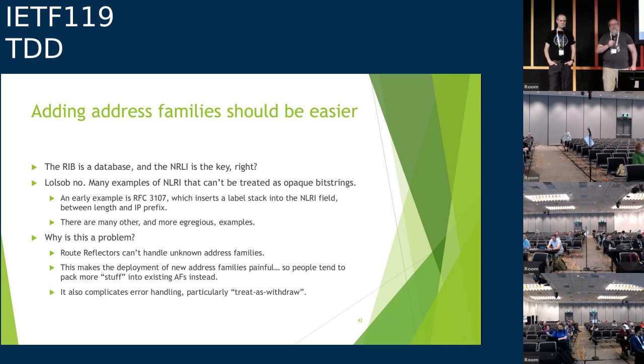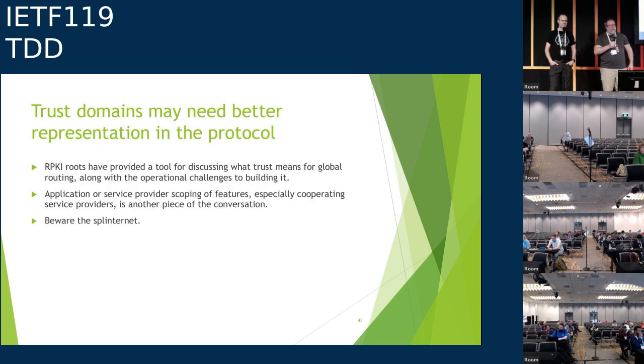As a side effect, this means that we can't generically do the treat-as-withdraw behavior from the error handling document so that we can safely deploy these things on ignorant stuff. Everything is lovingly hand-coded. So trust domains do need to be better in the protocol. We've managed to do a fair job in terms of allowing flexibility for operators via policy. We have RPKI. RPKI has roots. Again, who do you trust? Do you trust the hierarchy or not? Well, that's a way of building a global level of trust, but that has interesting operational challenges all on its own.